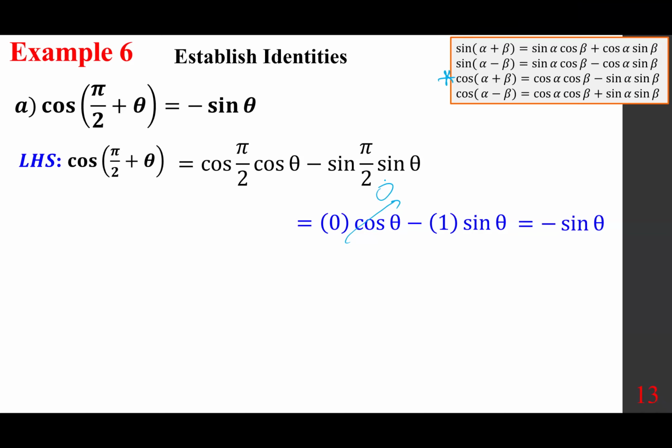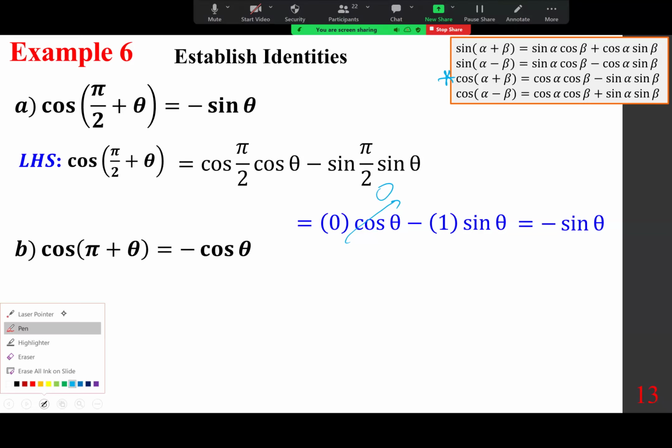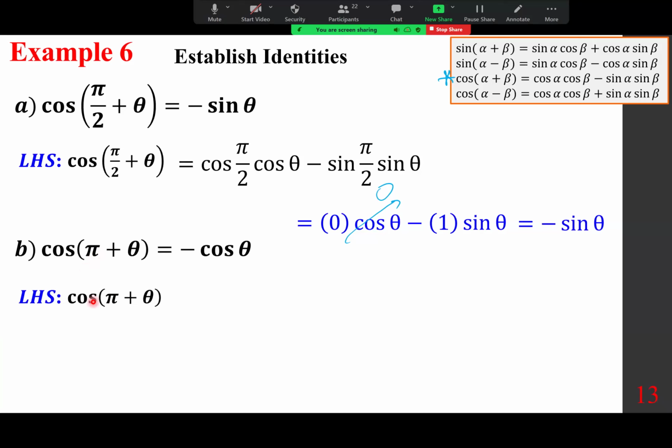So it's pretty straightforward. We're going to do the same thing here. We are going to use the same identity, cosine of alpha plus beta. So the left-hand side is more complicated. So cosine pi cosine theta minus sine pi sine theta. That's what we are going to use. Okay, so again, pretty straightforward.